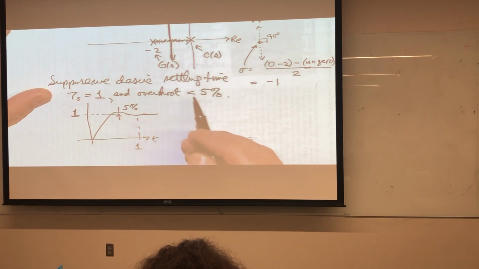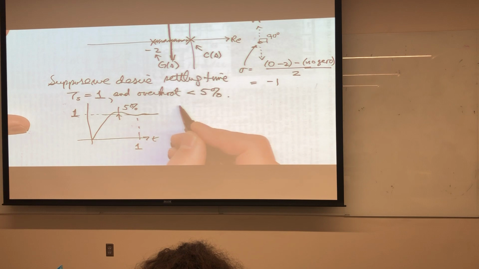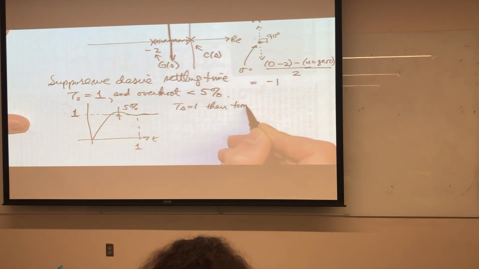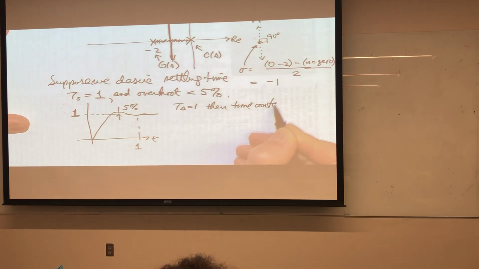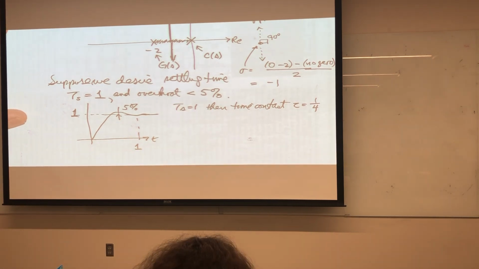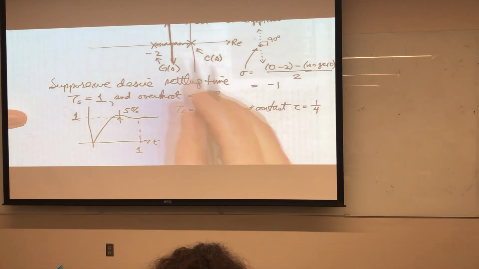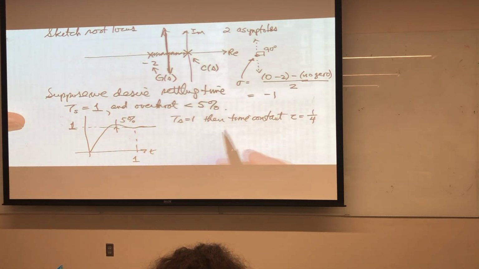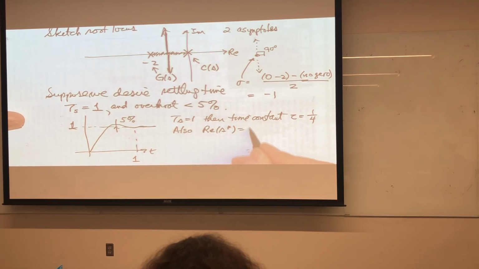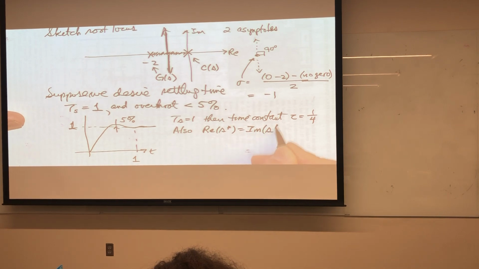Okay. Now, these two things basically tell us that if T of S is equal to 1, then the time constant has to be equal to, say, 1/4. And if we want overshoot to be small, that means the real and imaginary parts of the roots should be equal. The real part of the desired poles has to be equal to the imaginary part of the desired poles. That's a starting point.